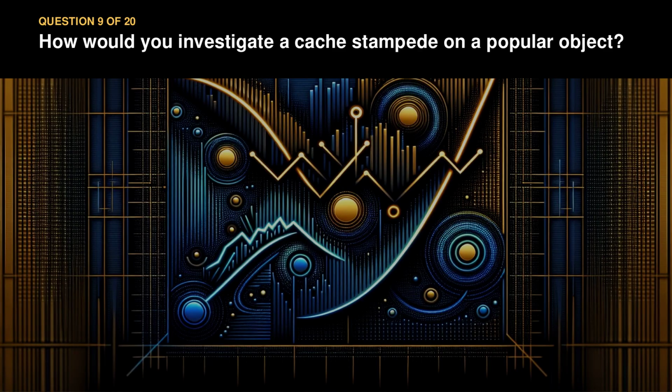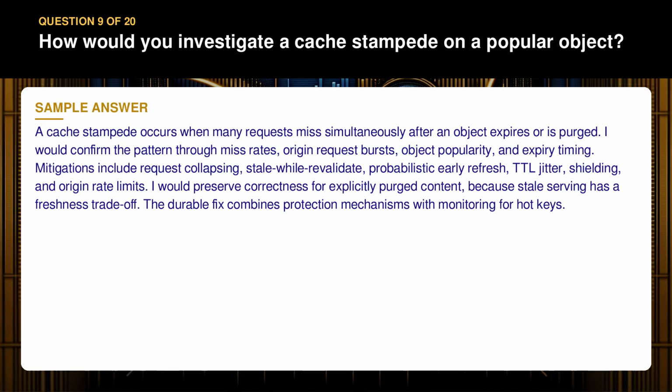Question 9. How would you investigate a cache stampede on a popular object? A cache stampede occurs when many requests miss simultaneously after an object expires or is purged. I would confirm the pattern through miss rates, origin request bursts, object popularity, and expiry timing.